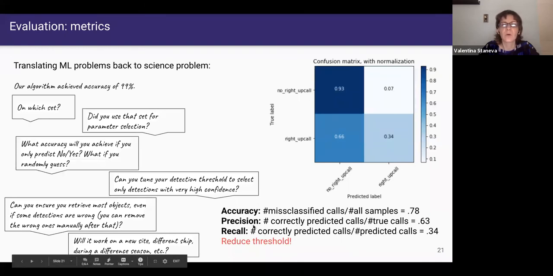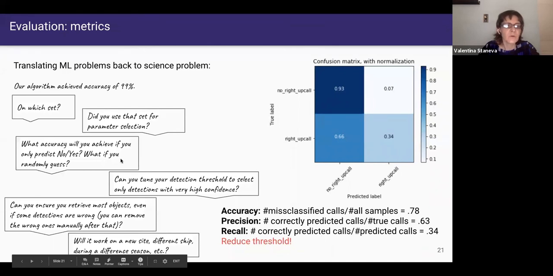For example, for your methods, in this case, it turns out that there are two more things that are important, precision and recall. It turns out that we're retrieving very few of the actual calls, which is tricky. Basically, we're missing a lot of the calls, and that's important for the science.